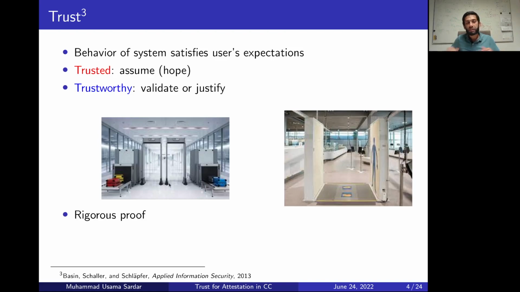And the way to move from trusted to trustworthy systems is to have a rigorous proof by which one can validate that the specifications are actually met.